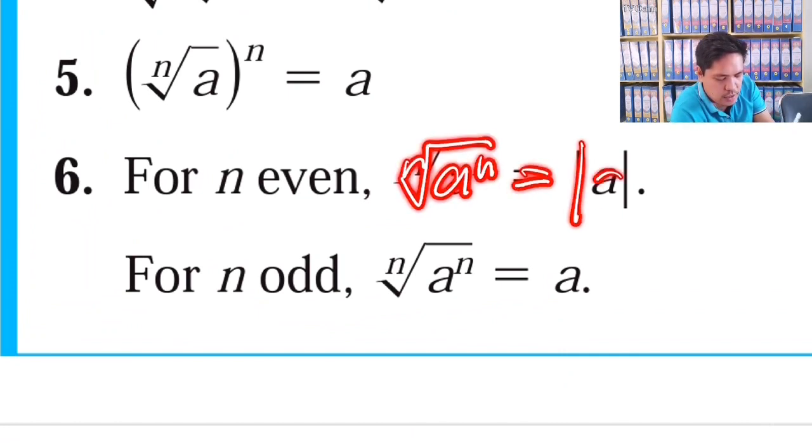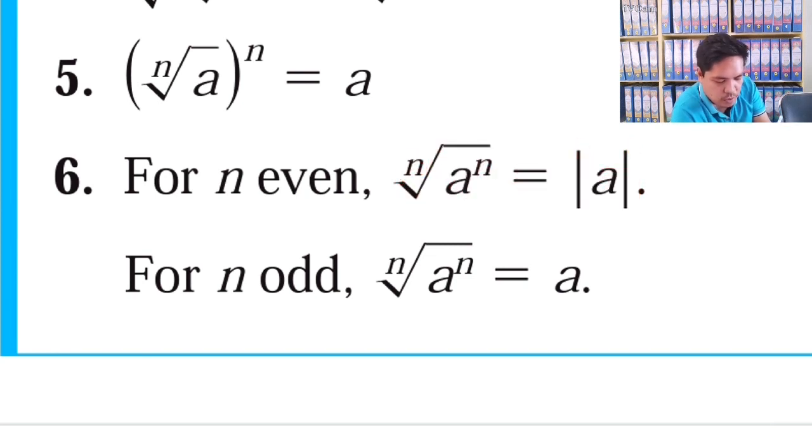Now for this, we have nth root of a raised to n. That is actually absolute value of a. Okay, tandaan nyo yan. The nth root, kung pareho siya dito, ang index, pag even, the answer is absolute value of a. So meaning positive siya. Pero, kung odd siya, then is whatever is a, yun yung answer.